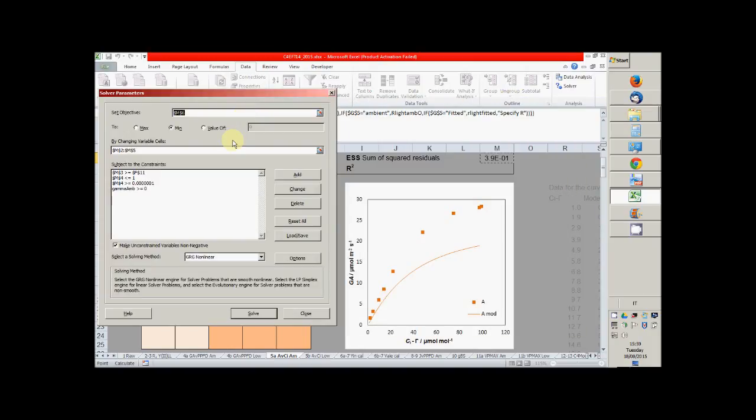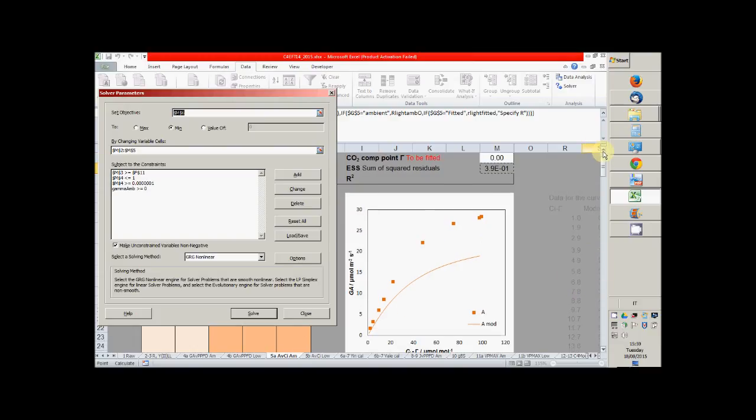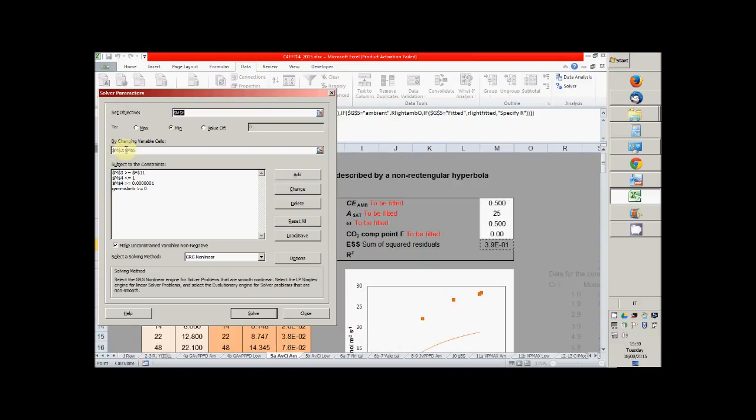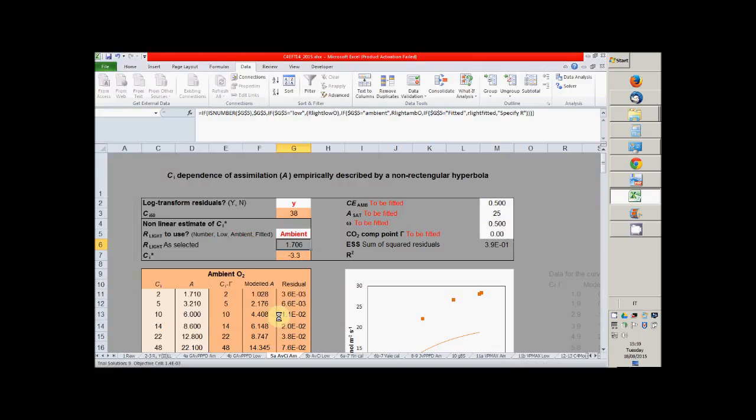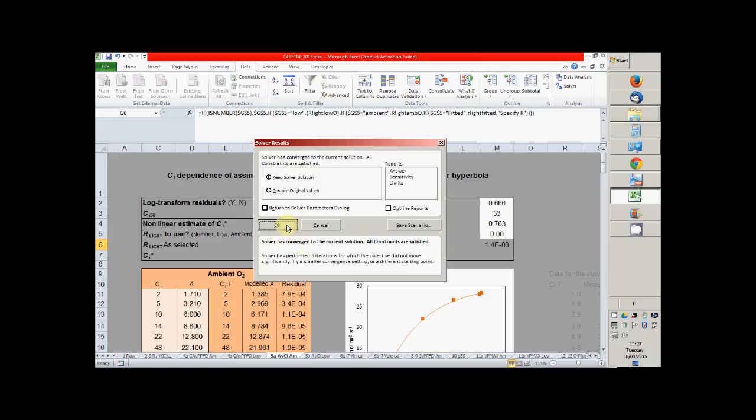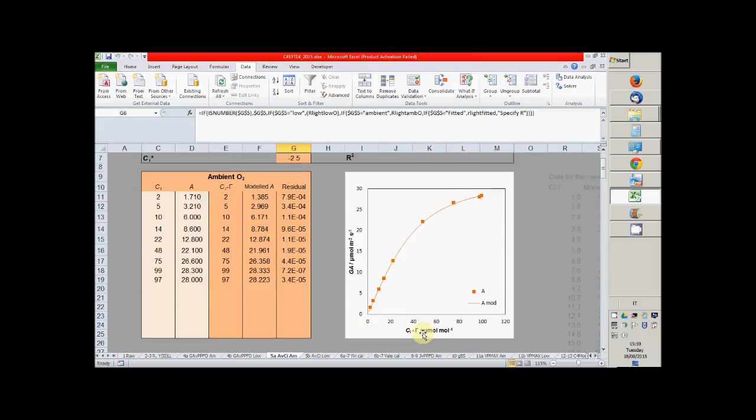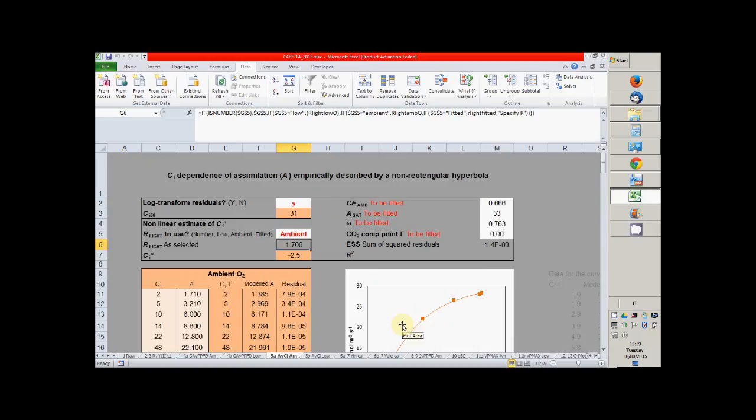We may open Solver, set the objective cell as the sum of the square residuals, cell M6, specify the variable cells, cell M2 to M5, and then add a few additional constraints to speed up the fitting procedure. We may click now Solve, and the fitted values now represent the ACi curve.